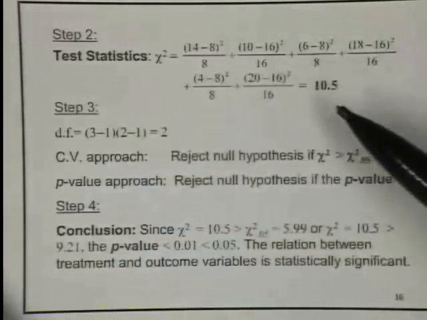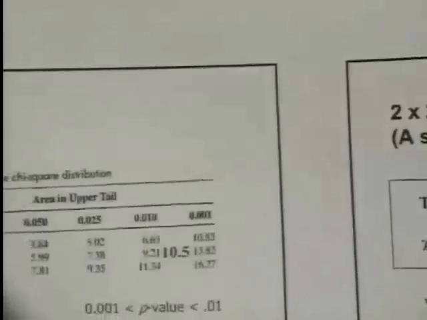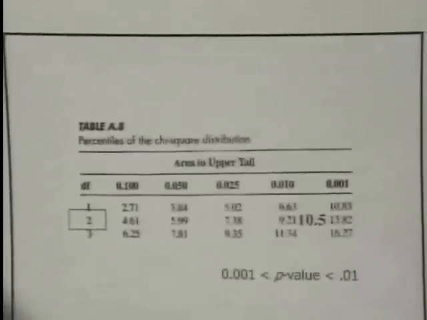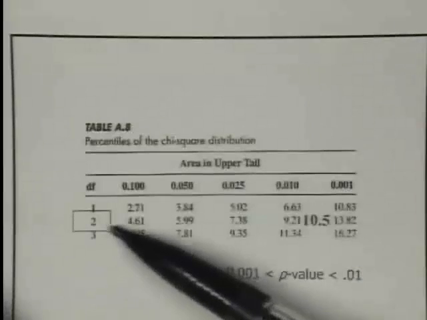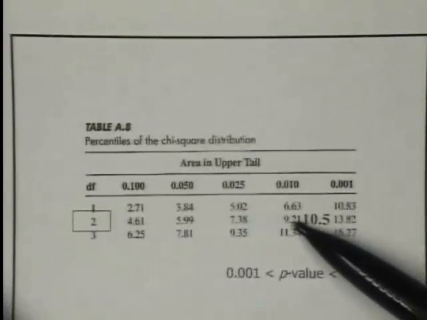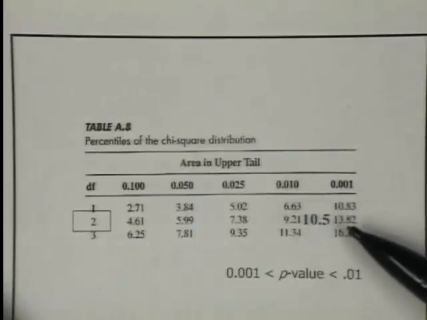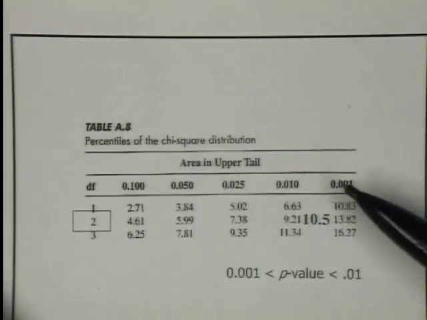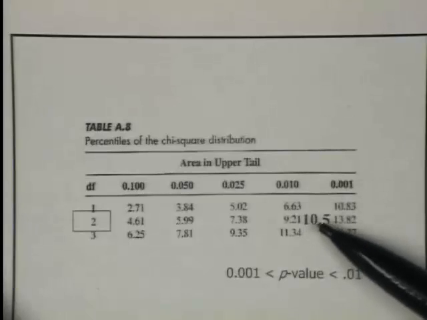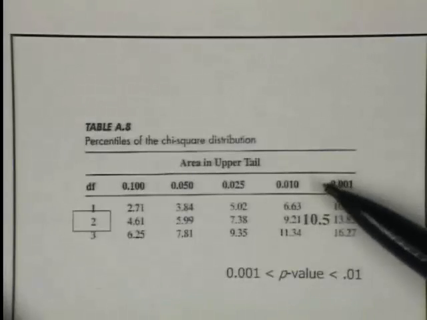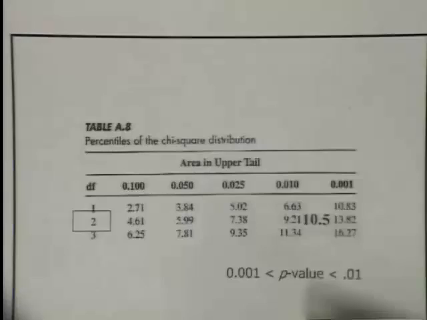Our score is 10.5. Now, if you look at the chi-square table, this is part of the chi-square table. With degrees of freedom 2, if you have a chi-square score of 9.21, the tail area is 0.01. If it's 13.82, the tail area is 0.001. Our score is 10.5, right in between them. So our p-value is between these 2 numbers, if you use a table.